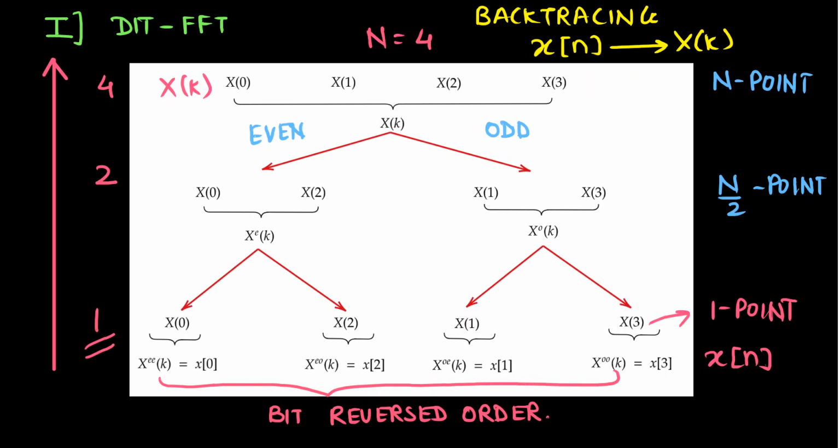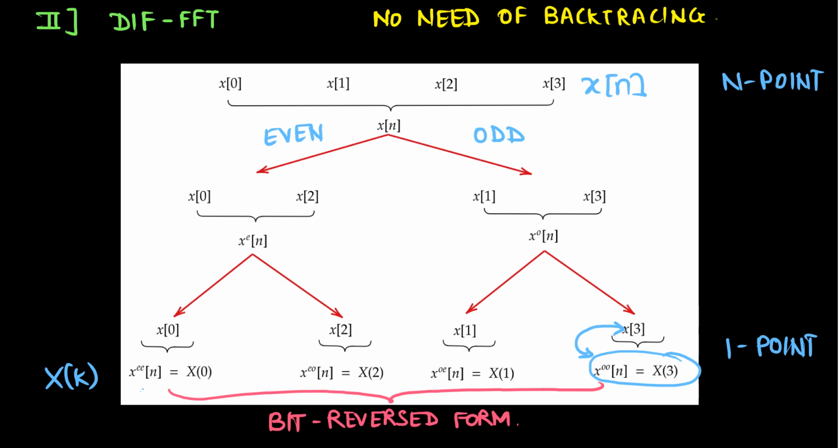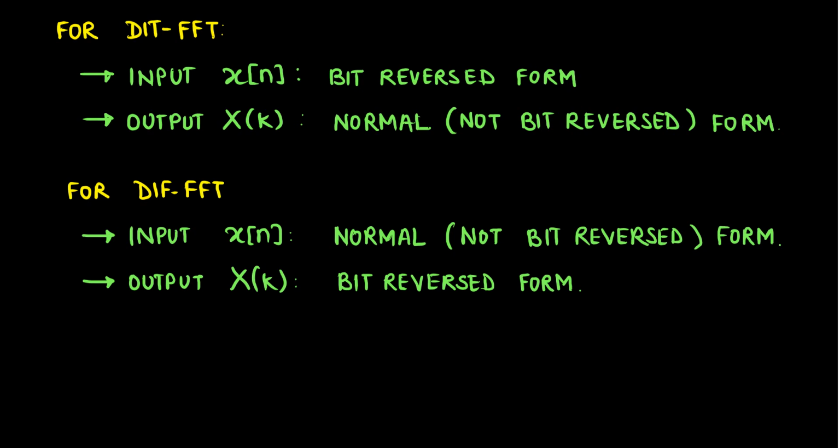Now if we compare both of these approaches and observe here, the sequence of x of n that we consider is in bit reversed order, whereas the output that we are going to get is the normal order, that is not in bit reversed form. Whereas in case of DIF FFT, the input, that is x of n, is considered in the normal order, whereas the output or the value of x of k is obtained in the bit reversed form. So we have something like this: input x of n is in bit reversed form and output x of k is in normal form for DIT FFT, whereas in DIF FFT input is in normal form whereas the output is in the bit reversed form.